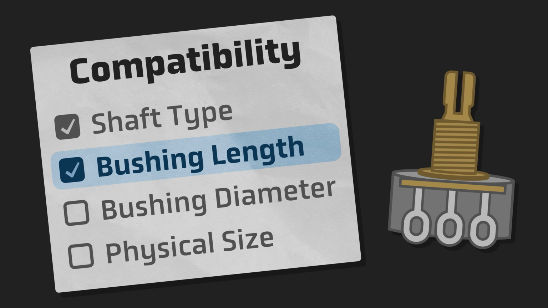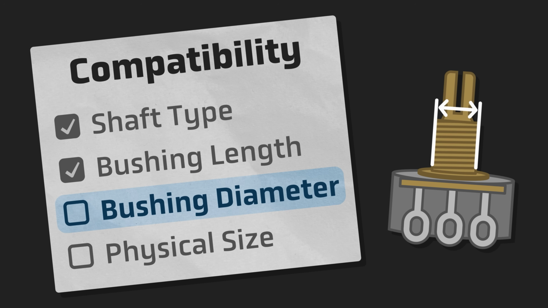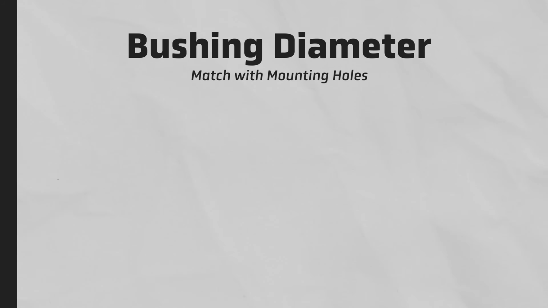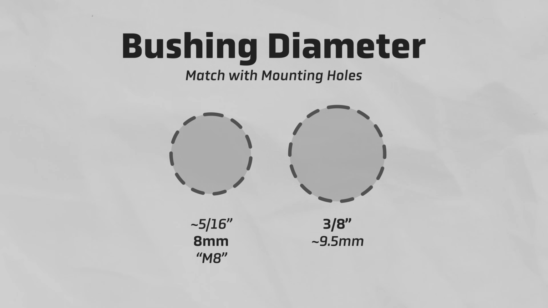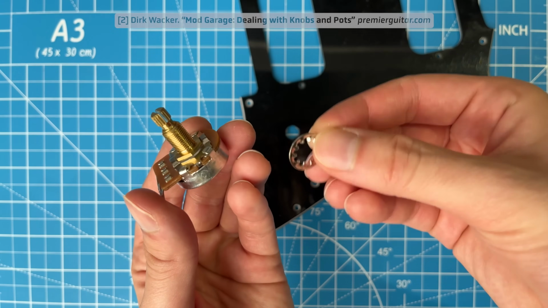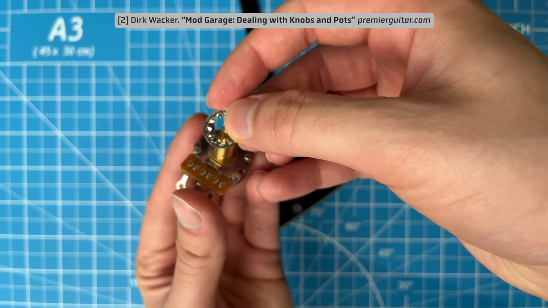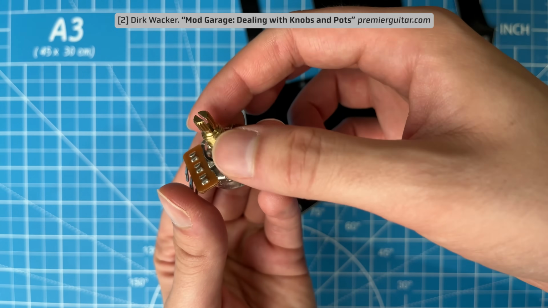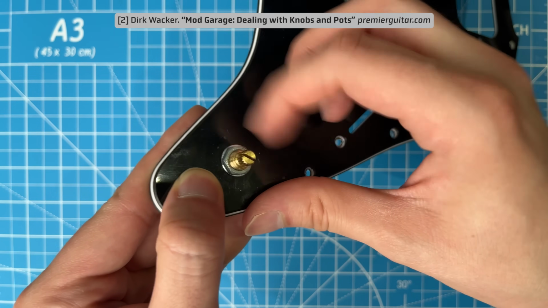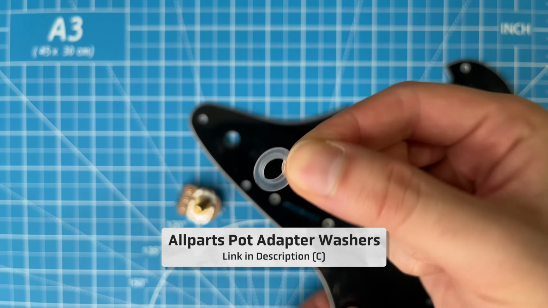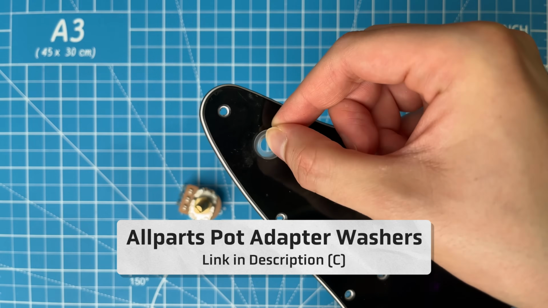In addition to bushing length, we also need to look at bushing diameter so that we can match the pot with the mounting hole on the guitar. Most American guitars use 3/8 as their mounting hole diameter, while many guitars from other parts of the world use the metric M8 bushing, which has a slightly smaller 8mm diameter. If you want to put your metric pots into a larger 3/8 mounting hole, you'll want to first put a locking nut on the pot, mount it to the hole, and then fasten it tightly with a washer and nut. Alternatively, you can try these special washers that I found at All Parts, which will do the conversion.